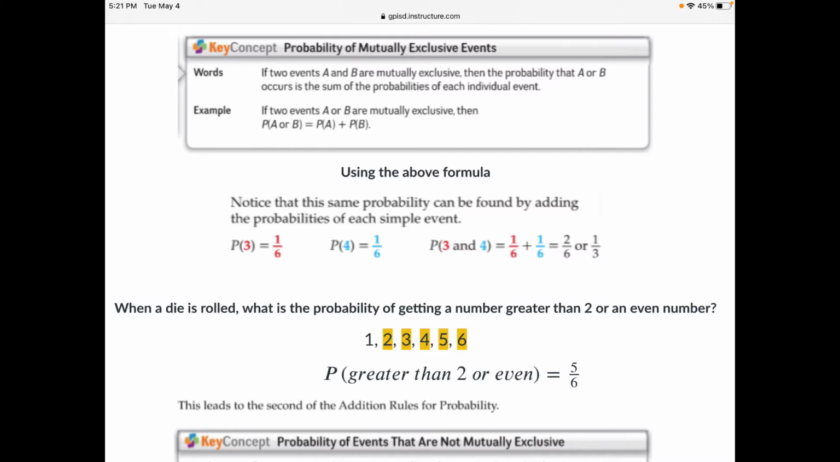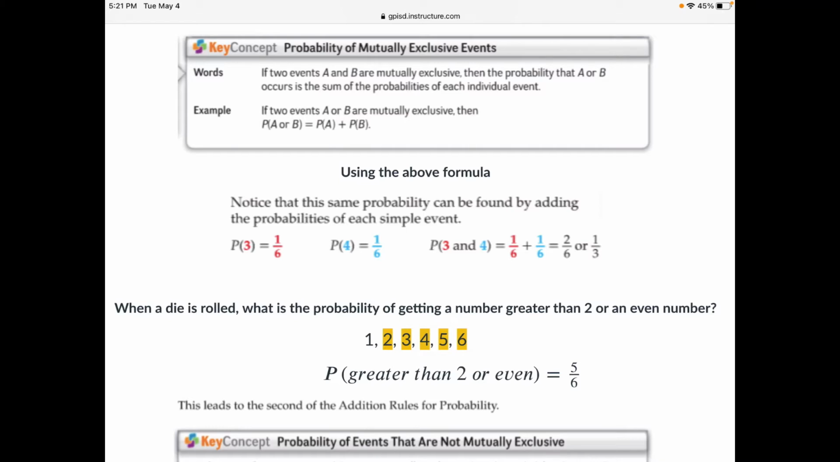Now, let's talk about a situation where the two events are not mutually exclusive. For example, here it says, when a die is rolled, what is the probability of getting a number greater than 2 or an even number? If we think about this, the numbers that are greater than 2 are 3, 4, 5, and 6. An even number here would be 2, 4, 6. So we have to include the number 2 as well. That would be 5 over 6. That's the probability of getting a number that is either greater than 2 or an even number.